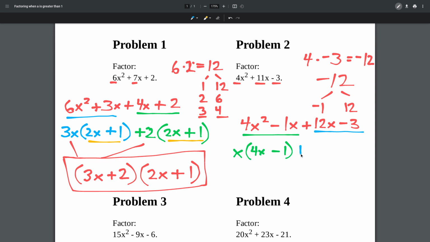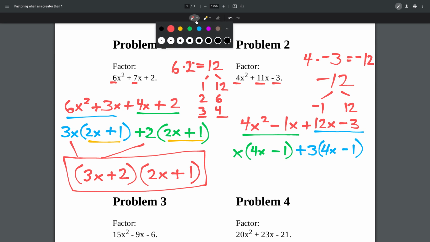So if I factor out a 3, well, 3 times 4x gives me 12x, and 3 times negative 1 gives me negative 3. Okay, so like I said, you want those binomials, this binomial and this binomial, to be the same. They are, so that's good.